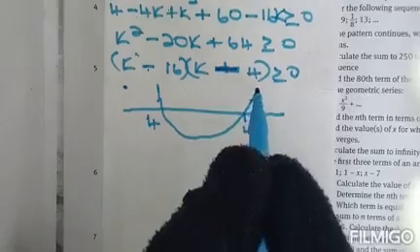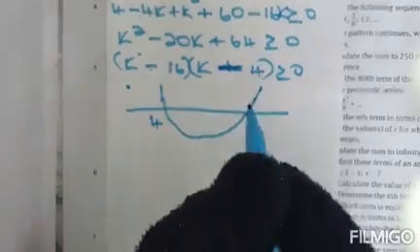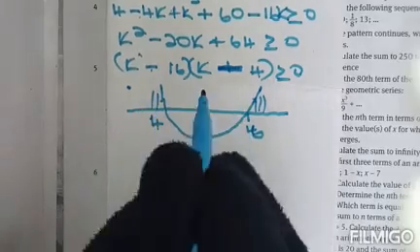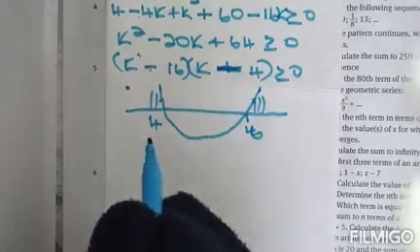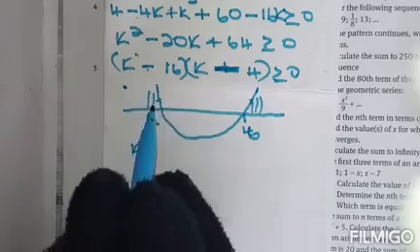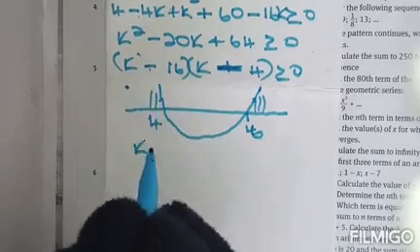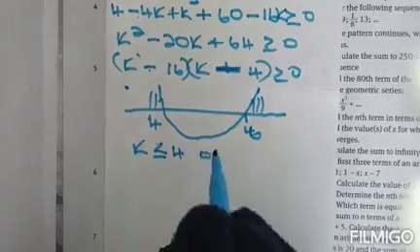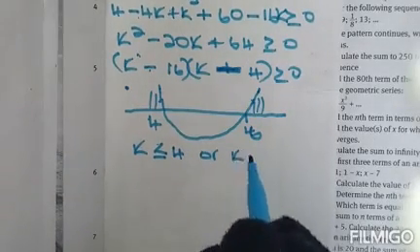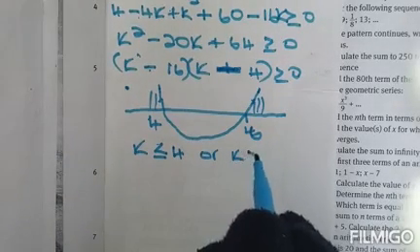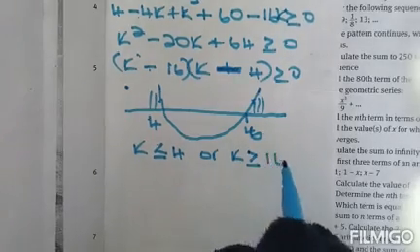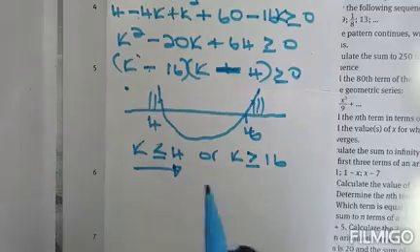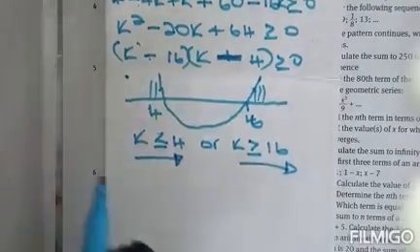Using our graph, we know that for this graph to have values greater than or equal to 0, our k will be less than or equal to 4, or our k will be greater than or equal to 16. That's our answer.